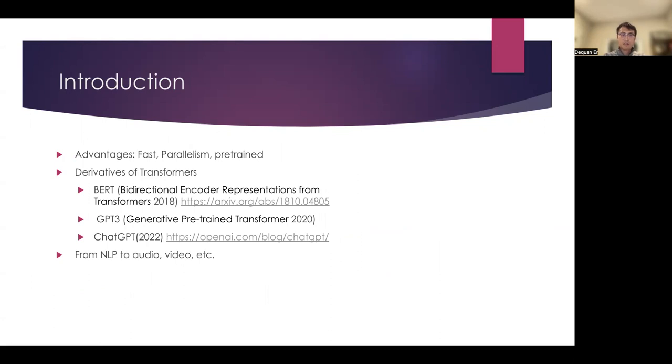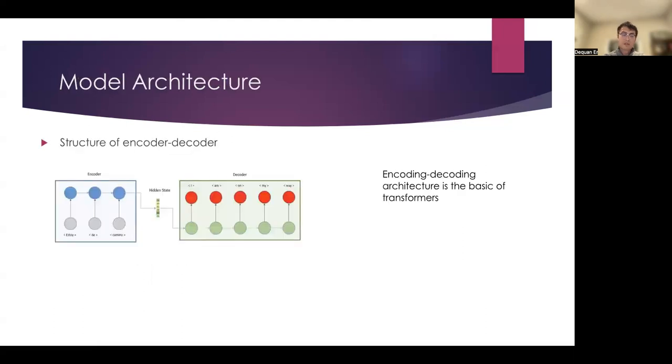So in this review, we're going to see how it achieves that, why it is fast, why we can parallelize it, and based on the development of transformers, what the variants are, like BERT, GPT, and the recently very popular ChatGPT. This can also be expanded from the original NLP into audio, pictures, and video. It's a very cool concept. So let's dive into this.